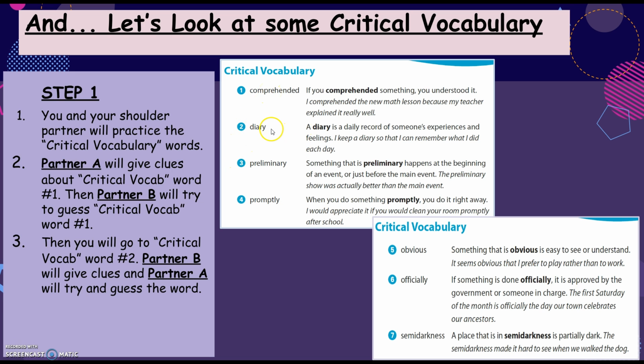Then on word number 2, partner B will give the clue. So say it was McDonald's. Partner B would say they've been around since the 1940s. They are famous for their Happy Meal. They created it. And then partner A should say, oh, that's McDonald's.